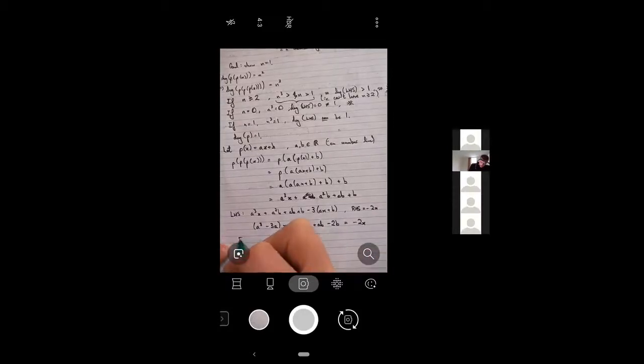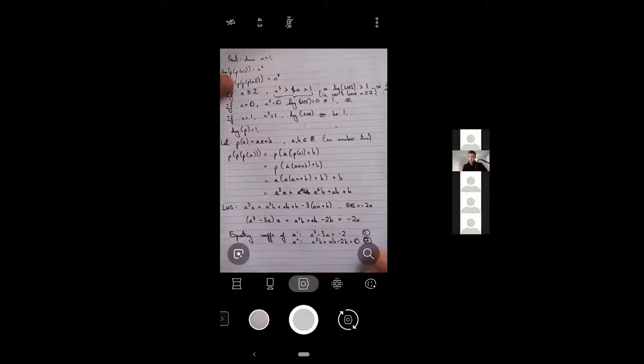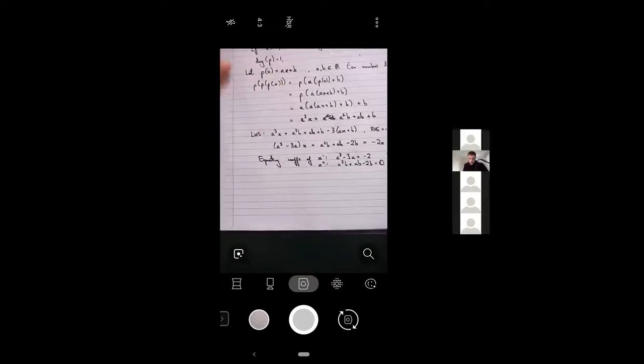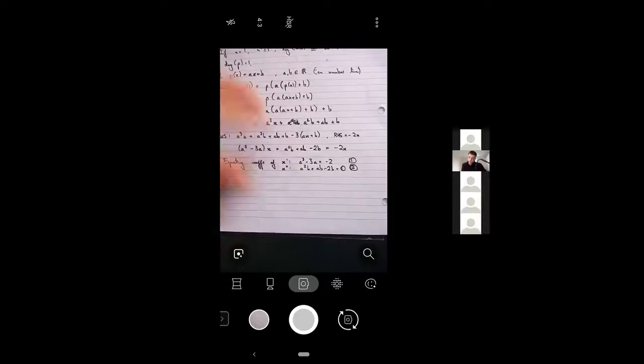So equating coefficients, we've got a cubed minus 3a is minus 2, and a squared b plus ab minus 2b is nothing. Okay, and I'm going to label these equations 1 and 2. It's always good to be clear on your working out. Okay, now we have to find a and b such that both of these equations are satisfied.